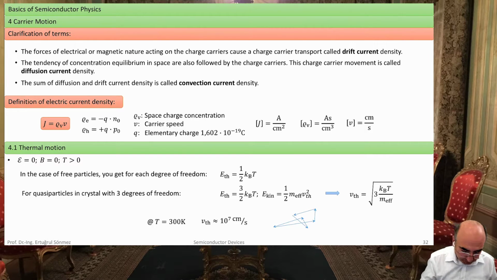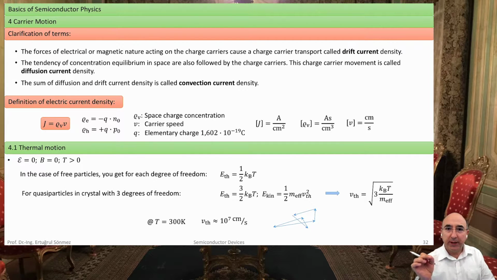Let's talk about the drift diffusion movement. The drift. The drift movement is caused by a force. So, what is a force? You can force by an electric field if the carriers are charged. If they are not charged, you can force it by physical push.